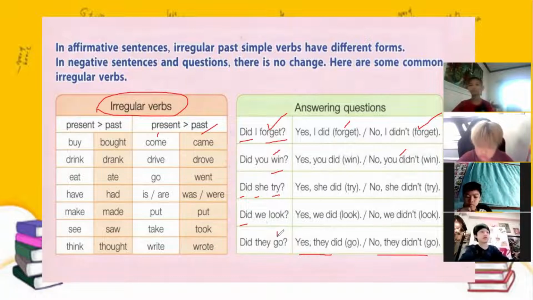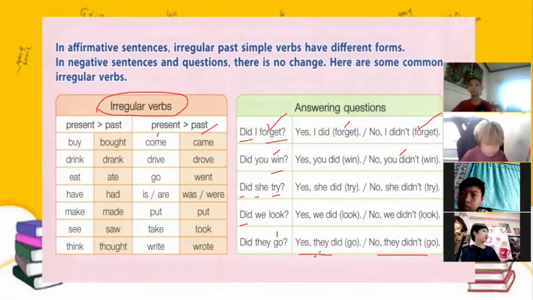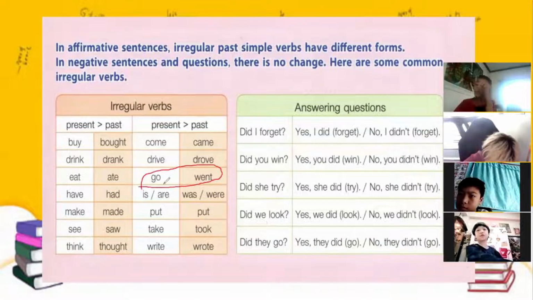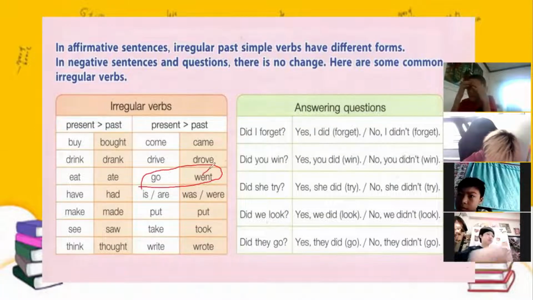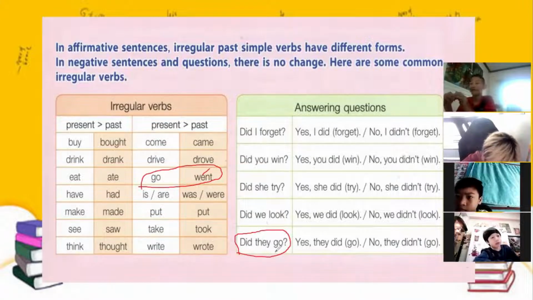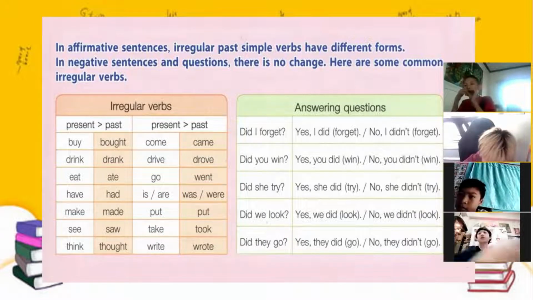So here you can see in the question sentence, for the verb that is the action, we use the first form, go. The second form of go is went. But here you can see it's a question sentence, right? So it's unchanged. Go will remain go. Okay, so you have to remember just these simple rules.